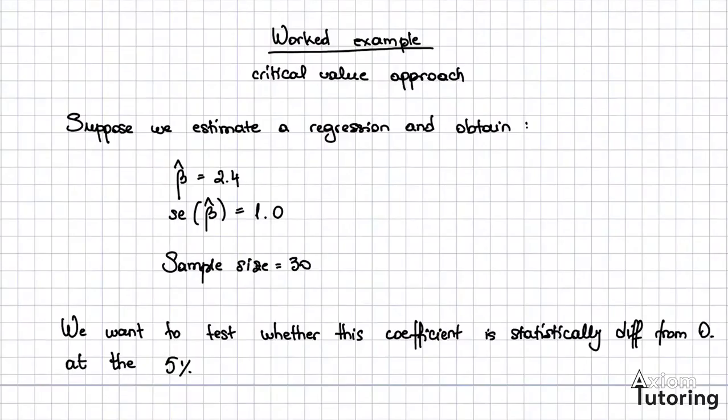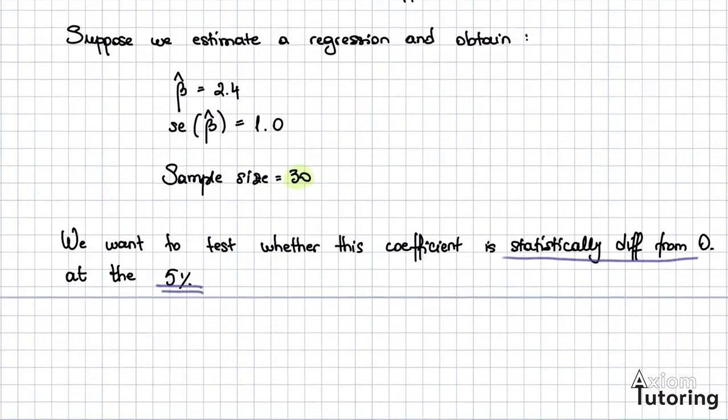Suppose we have an estimated regression where beta hat is 2.4, the standard error of beta hat is 1, and we've also been given the sample size of 30. The question we have to answer is whether this coefficient is statistically different from 0 at the 5% level. I'm highlighting this because it is very important data that we need to use when we go through the steps that we learned for this procedure.